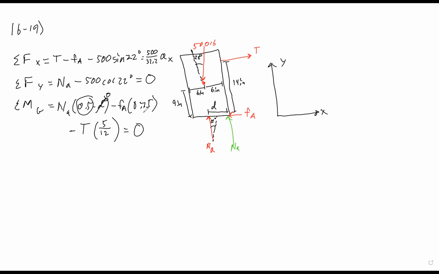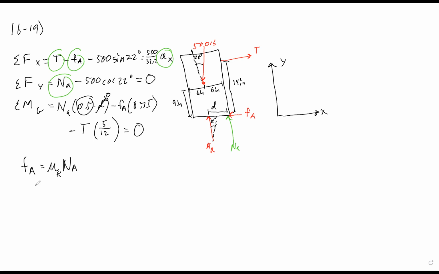How many unknowns do we have? We have 1, 2, 3, 4. And I believe that's the 4. But we only have 3 equations. Well, what are we going to do? Well, one thing we can do is that the frictional force F_A is equal to mu N_A. So that could be our 4th equation. So we should be able to solve for everything.